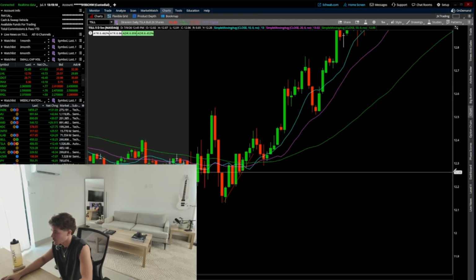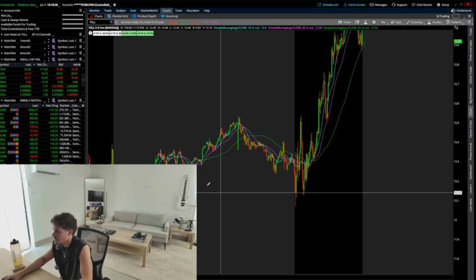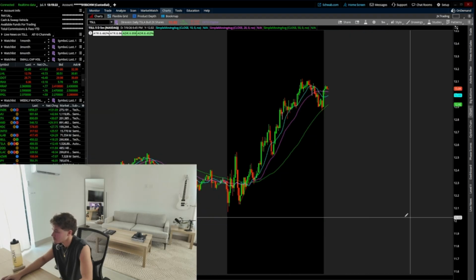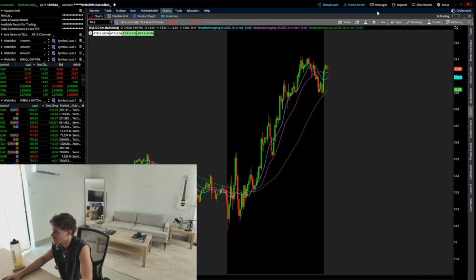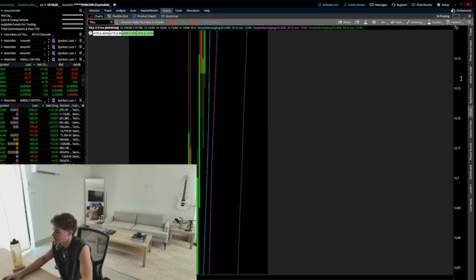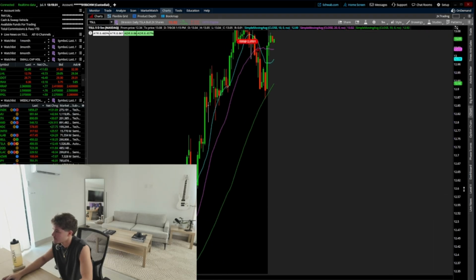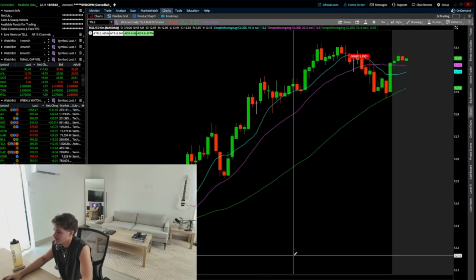I entered this around 1247. It kind of broke out of this flag pattern and then ended up ripping. Made a really nice move. I actually day traded this. I'll show you guys. There you go. This was my very, very light day trade.